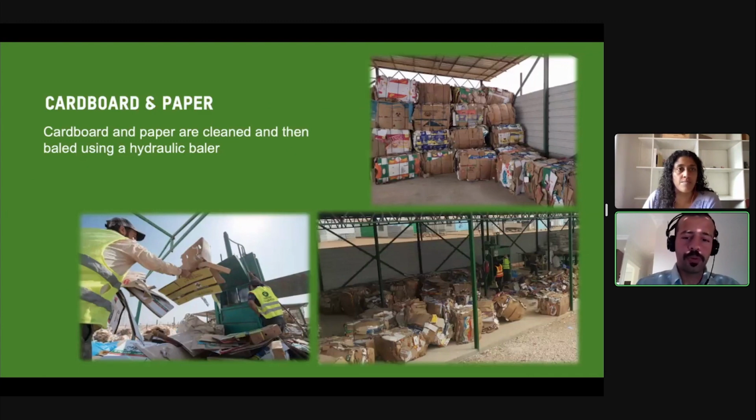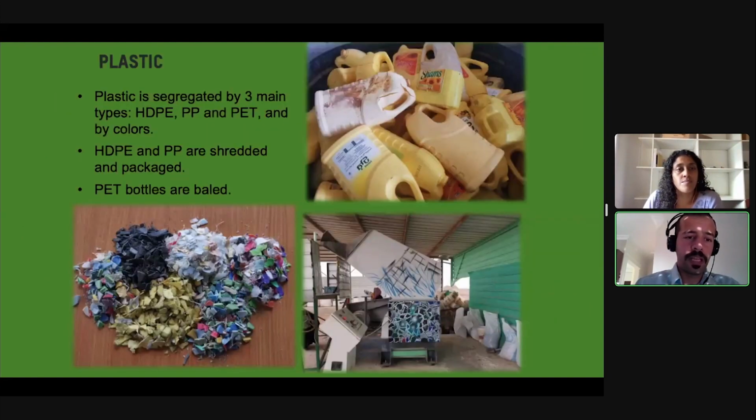We have three main types of recyclables. We have the cardboard and paper, and the only process that we do on this is baling. We also have the plastics, three main categories: HDPE, PP, and PET. We do some processing on them. We have a shredder here on the right, below right, and the picture on the left is the final product that we have. We have shredded plastic, segregated by type and color based on the Jordanian market requirements, so we can find more people who are interested in buying these materials.